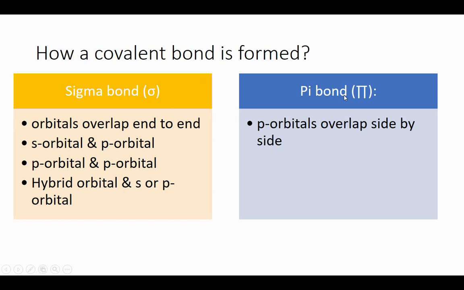So yang menentukan sesuatu bond tu sigma ataupun pi bond adalah cara orbitals overlap. If the orbitals overlap end to end, hujung ke hujung, maka sigma bond akan terhasil. But if the orbital overlap side by side, therefore pi bond will be formed. But for pi bond, it only involves p orbitals. Okay, now let's look at the next example.